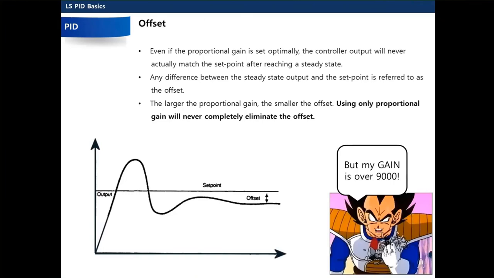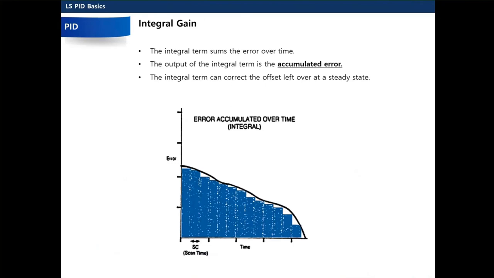So no matter how high you turn up that gain, it's not going to help you. And that's where we come into the second term. So we did the P, which was the P gain. Now we're onto the I. Okay, the I is the integral gain.